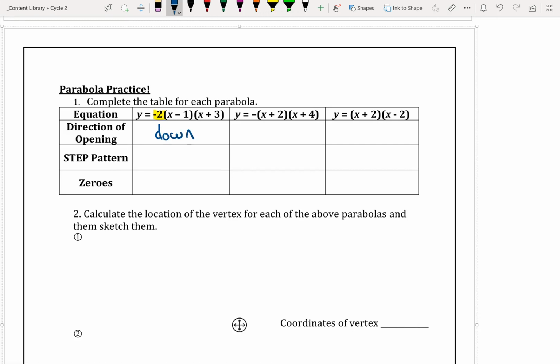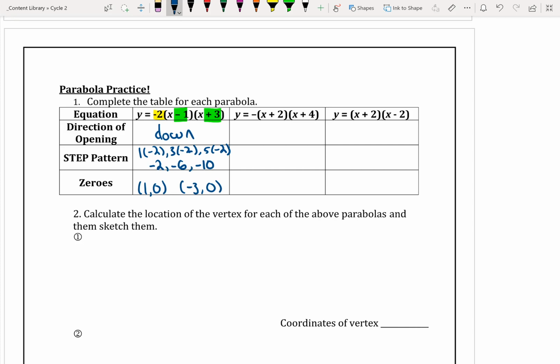The step pattern is still focusing on that A value because it's -2. That means it's 1 times -2, 3 times -2, and 5 times -2, which gives me a step pattern of -2, -6, -10. And my zeros, again, the zeros are the opposite of what we see in the brackets. So I have +1, 0, and then the other point is -3, 0. So those are my two zeros.